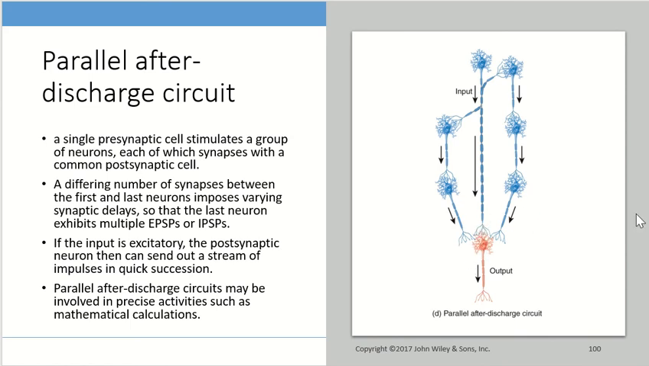So we're sharing. And then a different number of synapses between the first and the last neuron are going to impose varying synaptic delays, so that the last neuron is going to exhibit multiple EPSPs or IPSPs. So if the input is excitatory, that postsynaptic neuron then can send out a stream of impulses in quick succession. So parallel after discharge circuits may be involved in precise activities like mathematical calculations. So work on your parallel after discharge circuits when you're doing your math homework.